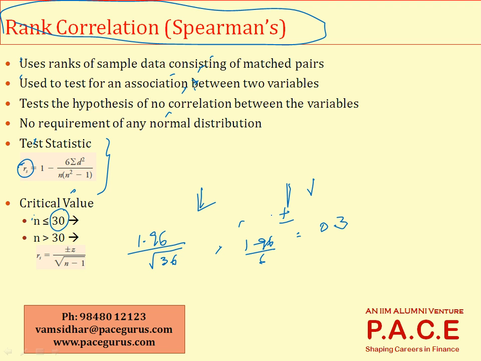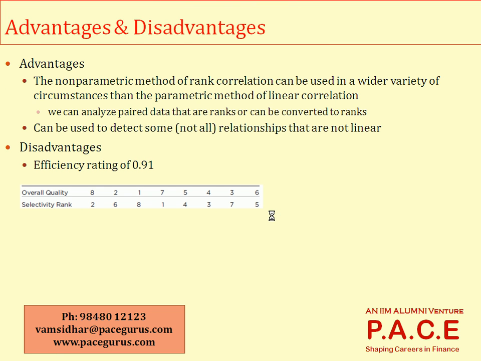If my R lies between plus or minus 0.32 or something, then I will go with the null hypothesis and make a statement that there is no difference in the correlation between the two data sets. Otherwise, I have to reject the null hypothesis and say that there is a definite correlation existing between the two data sets. So this is how I can use the rank correlation in a very effective manner.